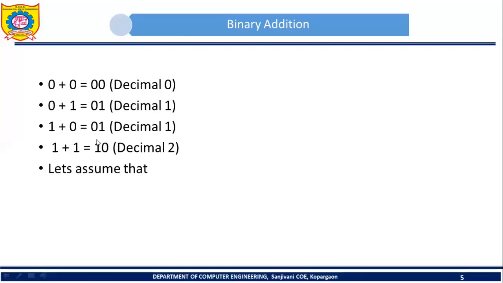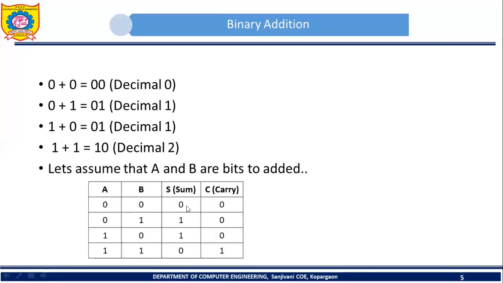So let's try to understand this binary addition with the help of truth table. Assume that we have two bits A and B that are to be added. Then truth table will look something like this. We have two inputs A and B. After performing addition of these two bits, we will get two results. First one is sum and second one is carry. So here this first bit, so I can call it as a LSB. So this LSB can be considered as a sum bit and this MSB can be considered as a carry.